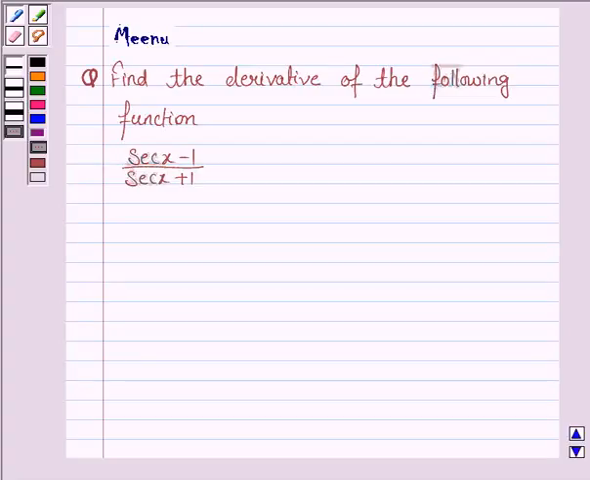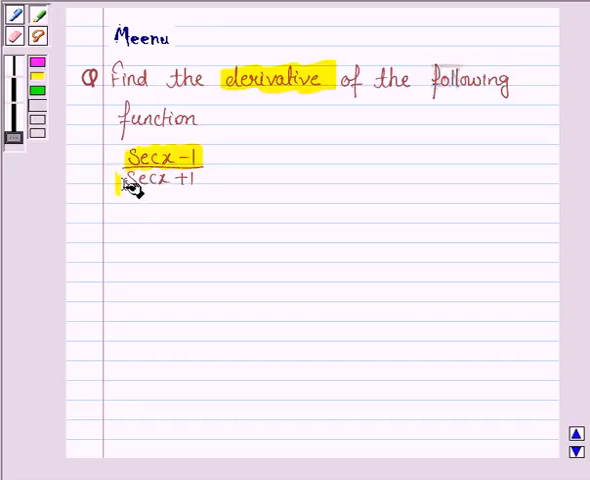Let us discuss the following question. It says, find the derivative of the following function. The given function is (sec x − 1)/(sec x + 1). To find the derivative of this function, we'll be using the quotient rule.